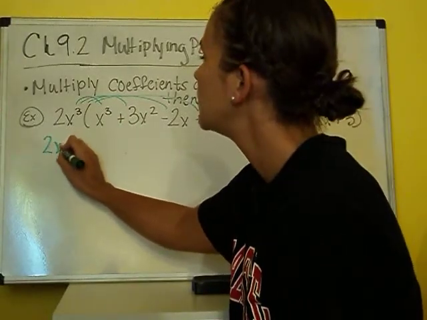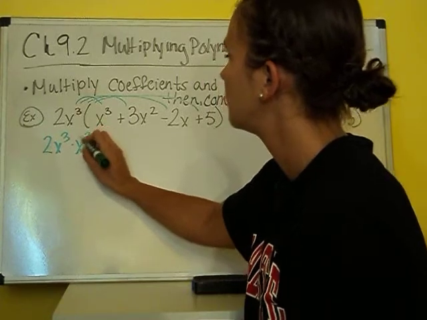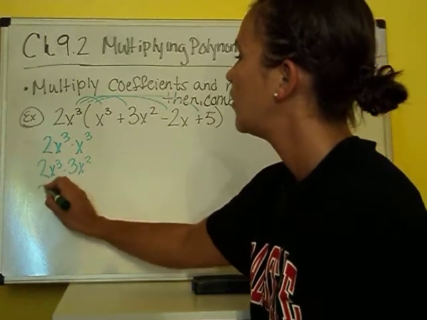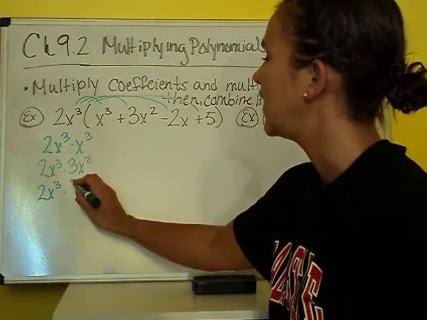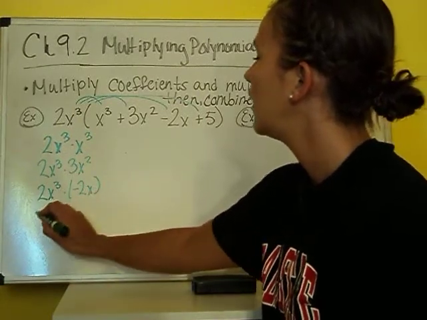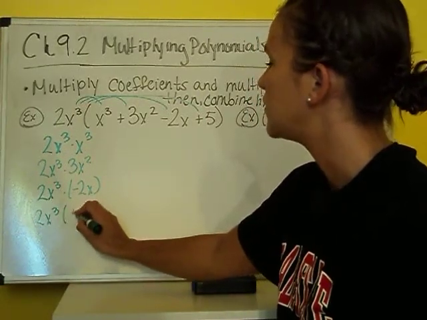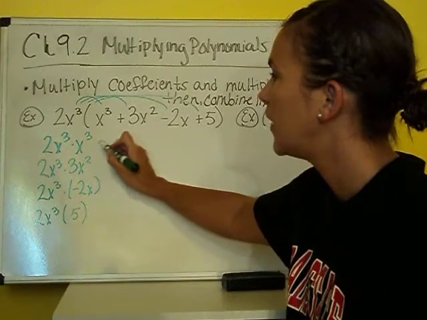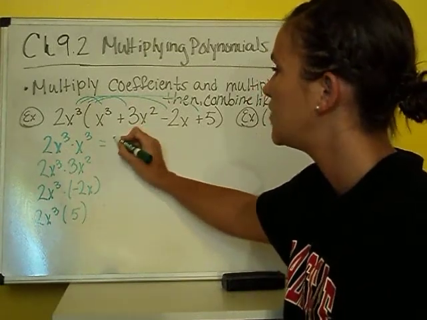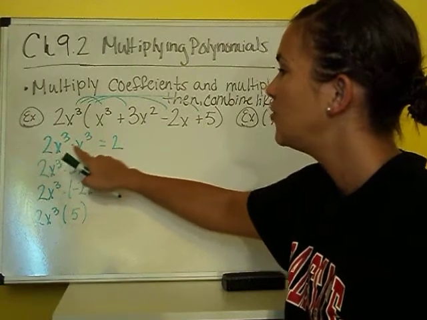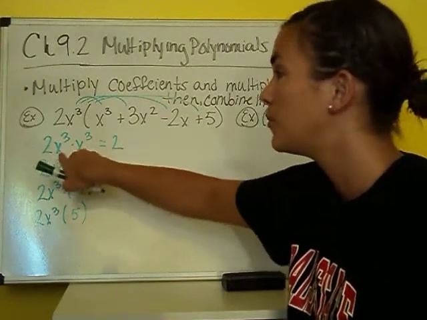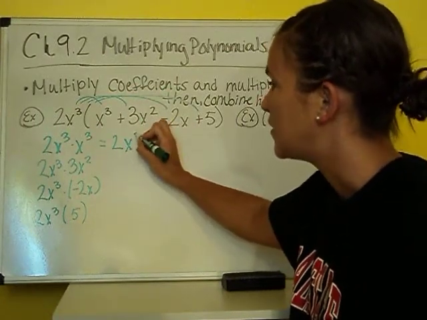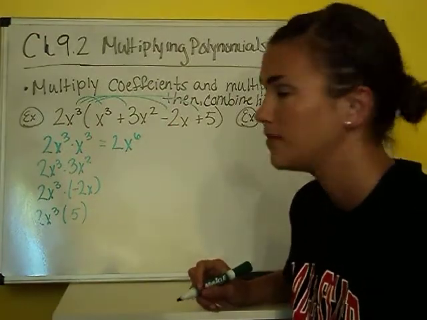We're going to have 2x cubed times x cubed, 2x cubed times 3x squared, 2x cubed times a negative 2x, and then 2x cubed times 5. Each step will be the same. First, we multiply coefficients. 2 times 1 is 2. Then we have x cubed times x cubed. From your properties, if you're multiplying something with the same base, you keep the base, add the exponents. So you get 2x to the 6th.